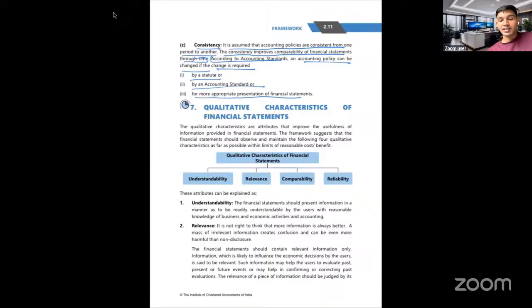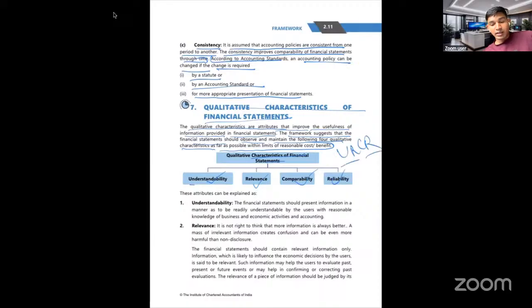Now we will see the qualitative characteristics of financial statements. The qualitative characteristics are attributes that improve the usefulness of the information provided in the financial statements. The framework suggests that the financial statements should observe and maintain the following four qualitative characteristics as far as possible within the limits of reasonable cost and benefits. Qualitative characteristics: understandability, relevance, comparability, reliability.